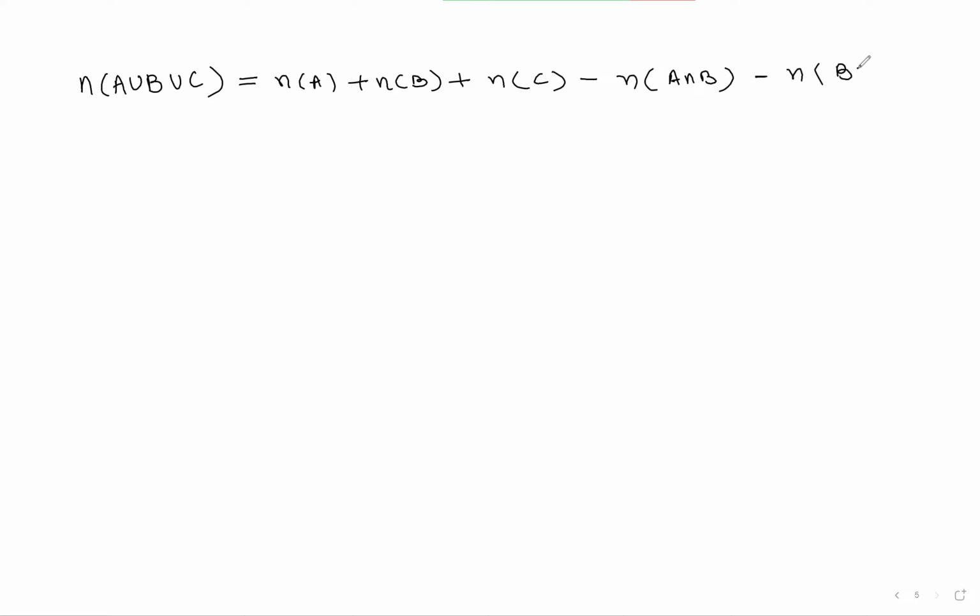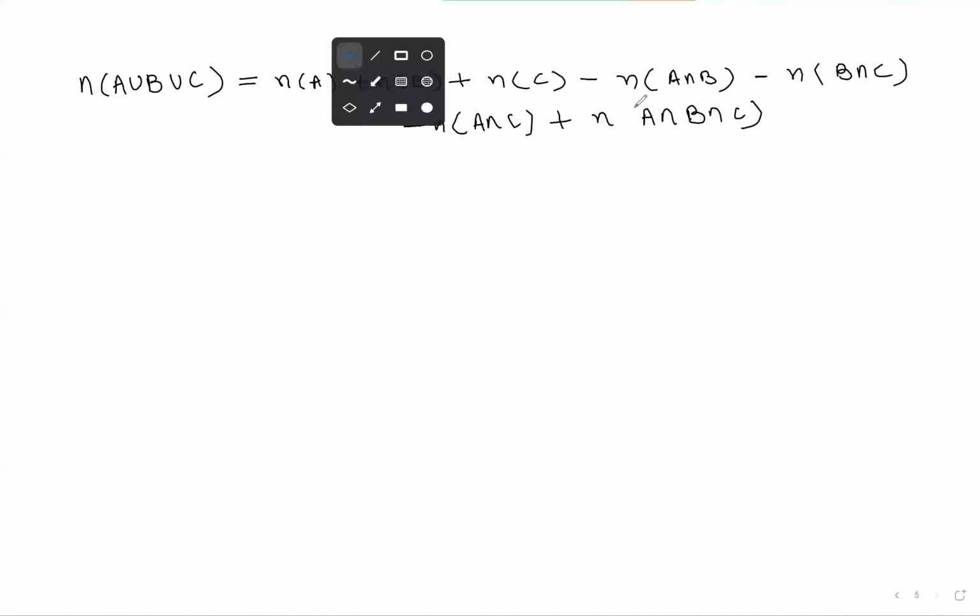Similarly, the same law can be extended for three sets A, B, and C. The number in A union B union C is the number in A plus the number in B plus the number in C, minus the numbers in A and B, in B and C, and in A and C, plus the number in A and B and C. We can derive this result; the proof is very easy, so I hope you can try the proof yourself.